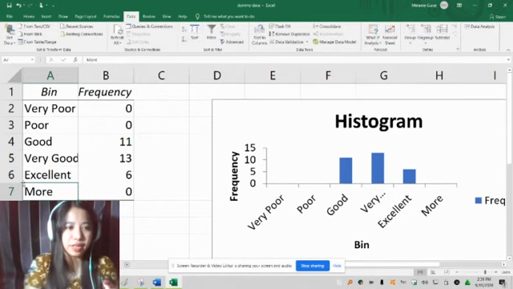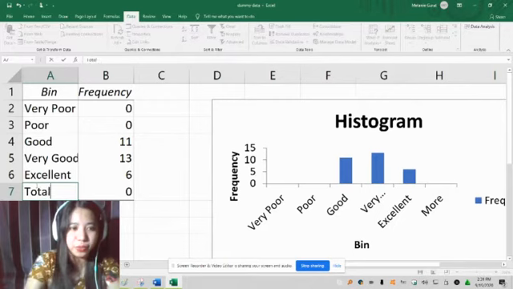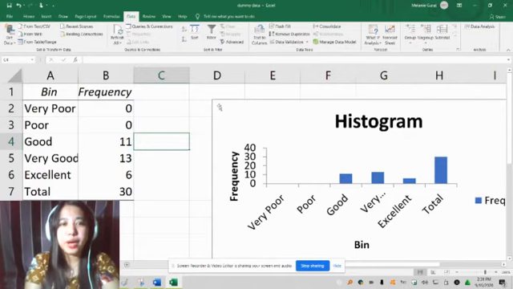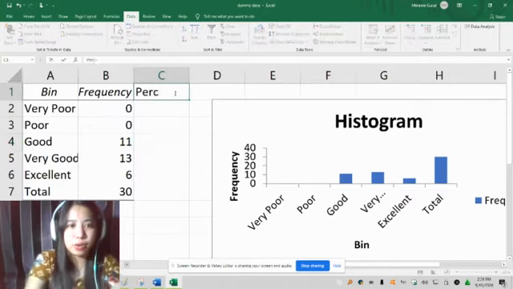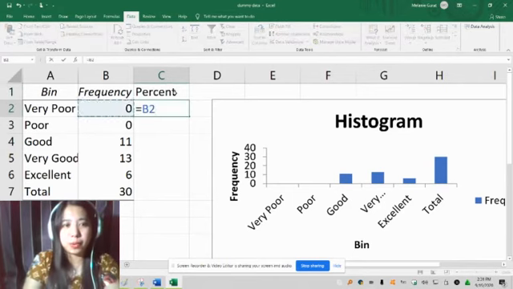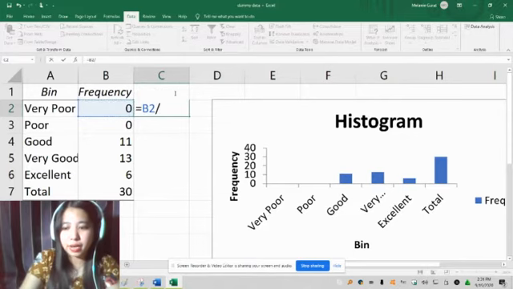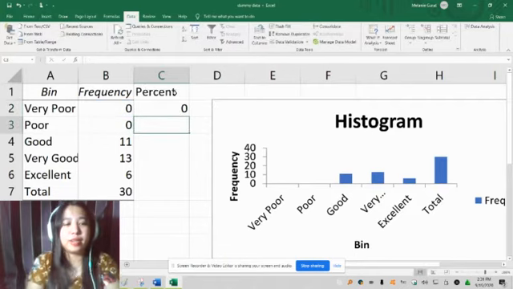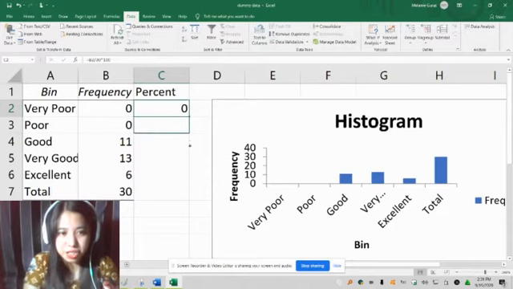Okay, so this is, and then we can change this to total, a total of 30. So this is the frequency. But what we need is the percent, so that it will also reflect now the distribution in terms of the percent. So let us compute for the percent. So we know that it's equal to 30. So we will just select this divided by 30 multiplied by 100. So the 30 here corresponds to the number of respondents. And then just drag it.